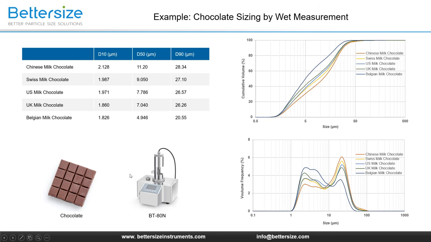Let me show you an example of wet measurement. The particle sizing of chocolate. By measuring chocolates from different countries, we can investigate the sensory differences caused by their physical properties. The organic solvent methyl laurate is used as the medium for chocolate, and therefore a small volume anti-corrosive module BT80N is utilized. As we see in this figure, even small particle size differences in various milk chocolates can be detected by the Bettersizer 2600 due to its high resolution and stable performance.